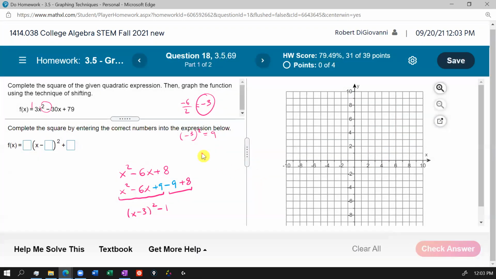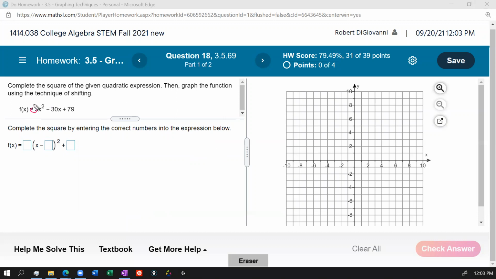There it is. Another one. Okay, so same thing. We want to follow this procedure. Now notice there's a 3 here, so we have to get rid of that. So we need to factor out a 3 first.